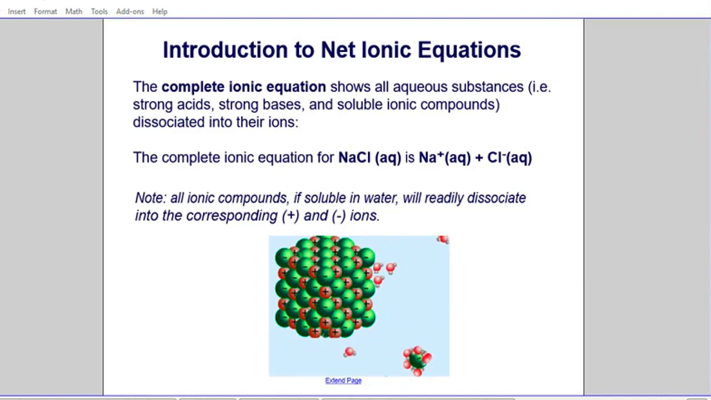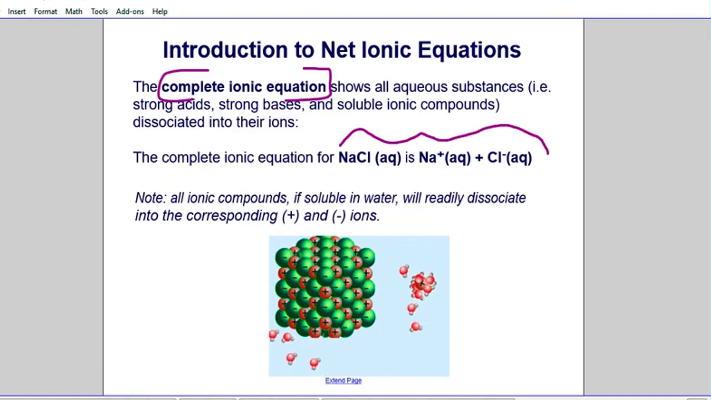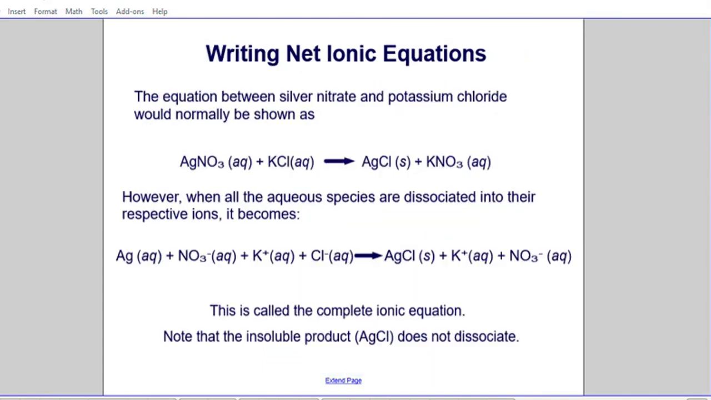A quick review: the complete ionic equation, that's the first thing we showed, that shows all aqueous substances, strong acids, strong bases, and soluble ionic compounds disassociated into their ions, like this. Sodium chloride splits into sodium ions and chlorine atoms. All ionic compounds, if they're soluble in water, will readily disassociate into the corresponding positive and minus ions. And we're kind of showing that over there.